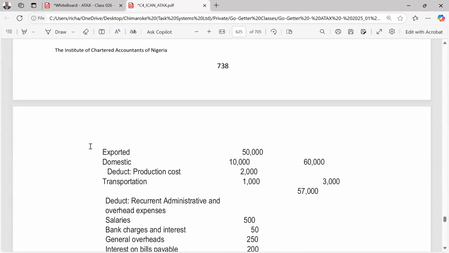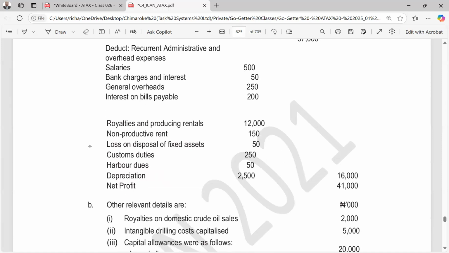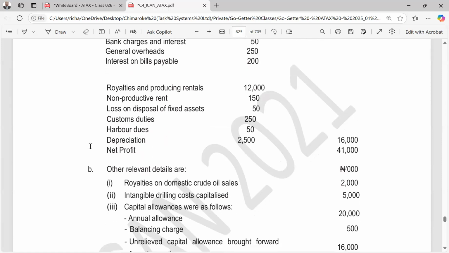Normally in practice, it is being done in dollars. But because you are going to be reporting it in Nigeria, because this is a Nigerian company, it has to be in Naira while we're doing it in class. All right, so deduct product costs. All these are some of the things that are deducted. Now we have other relevant details.